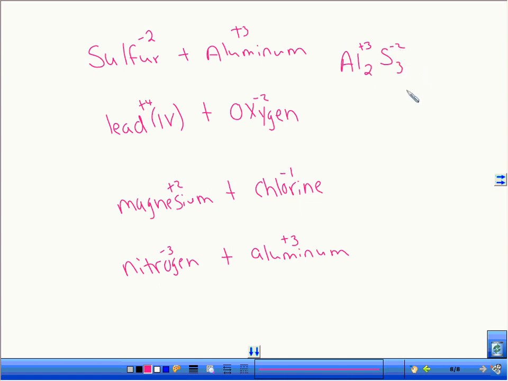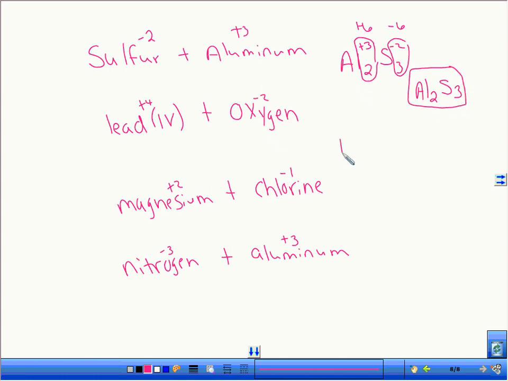So the formula gets written as Al2S3. No positive, negative. Here's why that works. You can multiply this: positive 3 times 2 is a positive 6, and negative 2 times a positive 3 is a negative 6. Can you see those cancel out with one another? And that's why this works. This is my answer here.